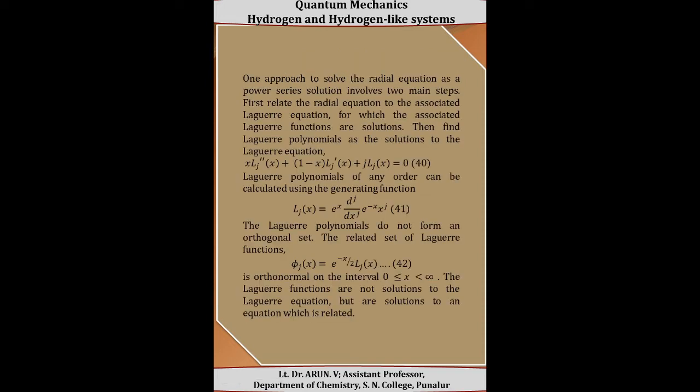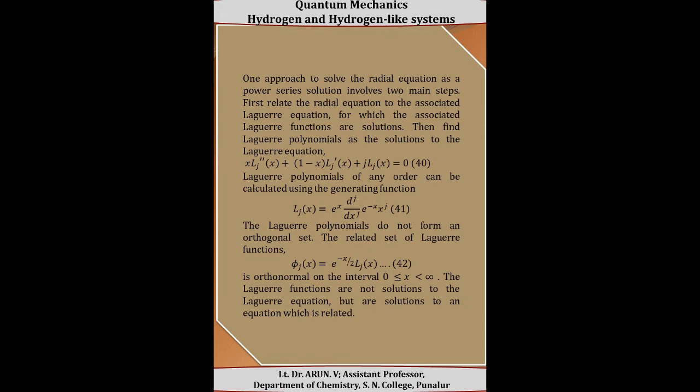One approach to solve the radial equation is a power series solution, which involves two main steps. First, relate the radial equation to the associated Laguerre equation, for which the associated Laguerre functions are the solutions. Then find the Laguerre polynomials as the solution of the Laguerre equation, that is x L_j''(x) + (1 − x) L_j'(x) + j L_j(x) = 0.